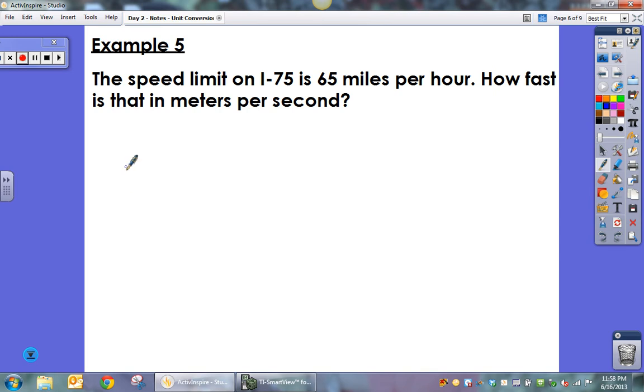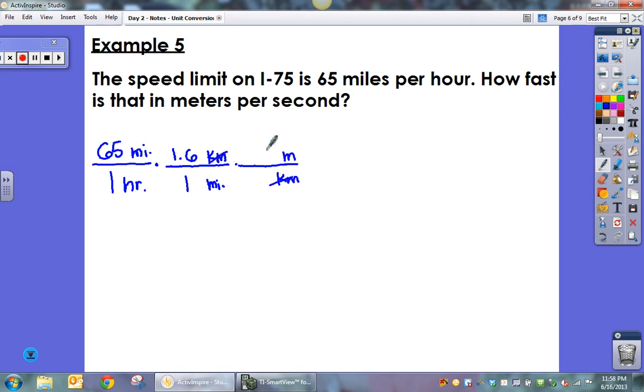The speed limit on I-75 is 65 miles per hour. How fast is that in meters per second? So I've got 65 miles per hour, and I want to turn that into meters per second. So I need to take my miles, and I'm going to go from miles to kilometers. And I know that there are 1.6 kilometers in every mile. And then I'm going to go from kilometers to meters. And I know that there are 1,000 meters in every kilometer.